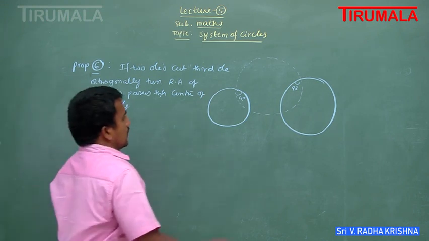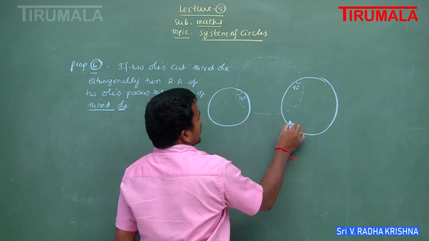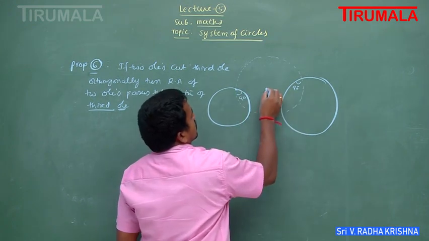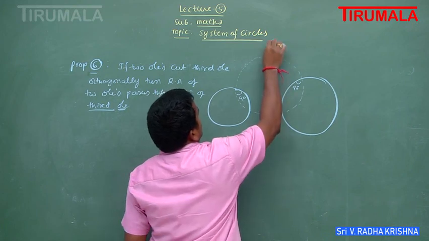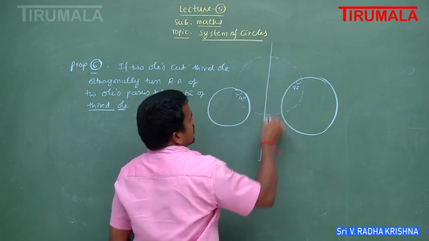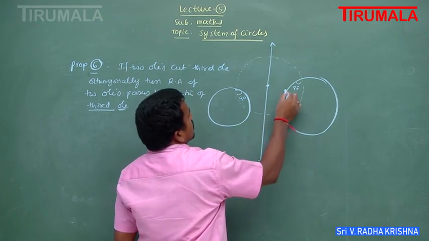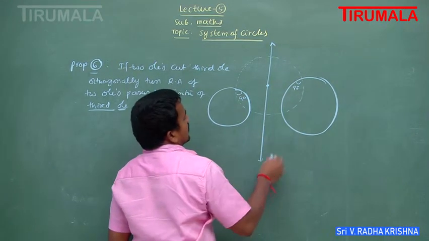So if two circles are given and a third circle intersects them orthogonally, the center of the third circle lies on the radical axis. Infinitely many such circles can be drawn that intersect orthogonally.